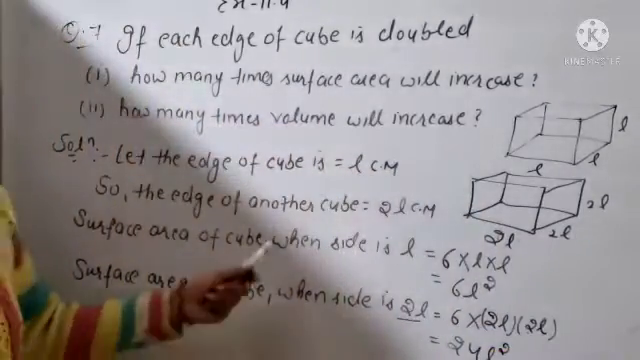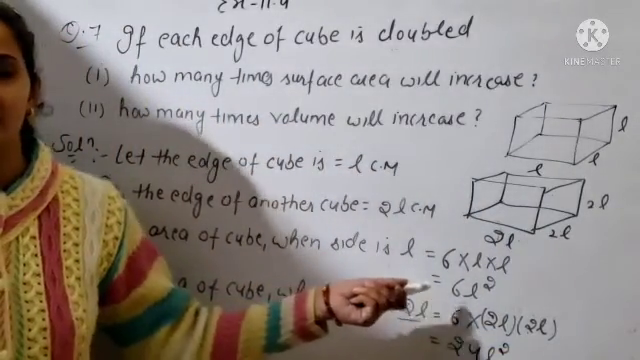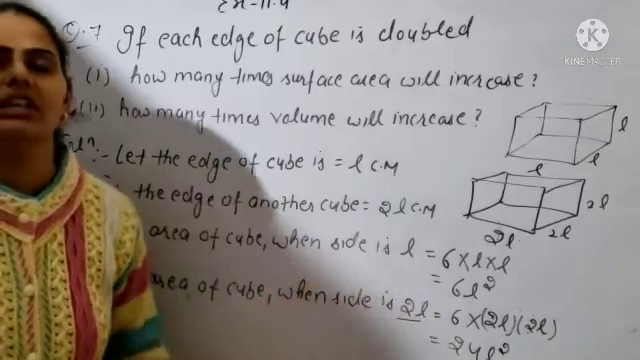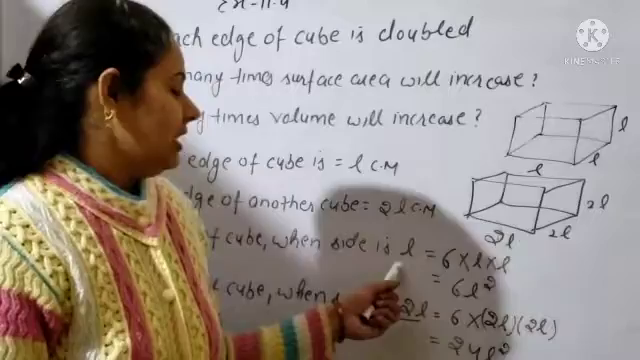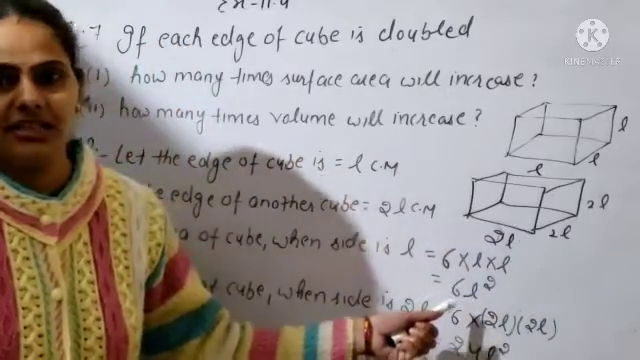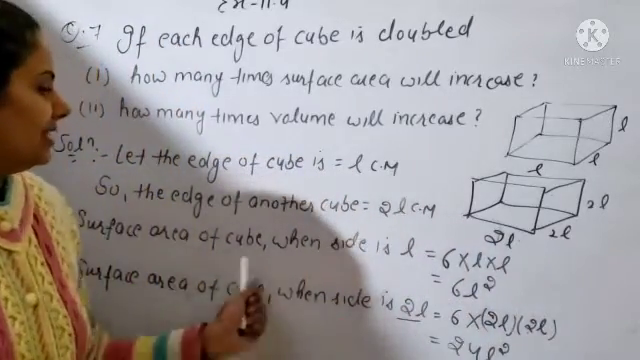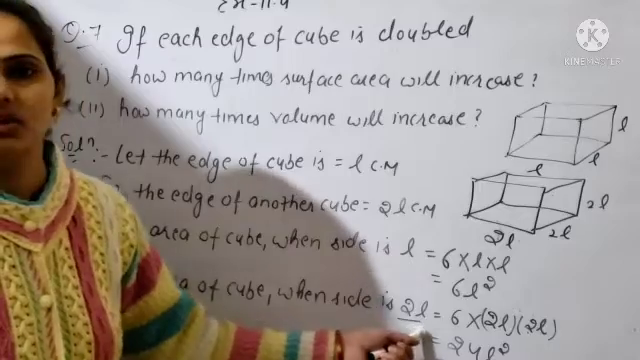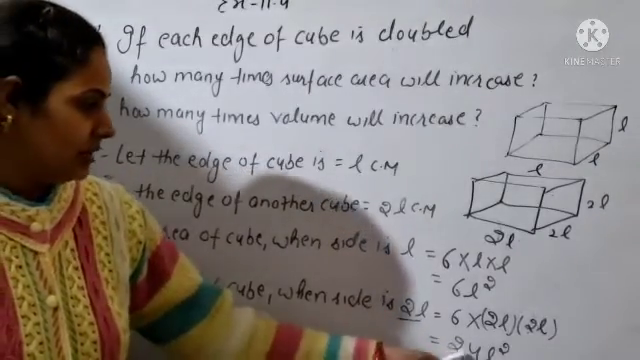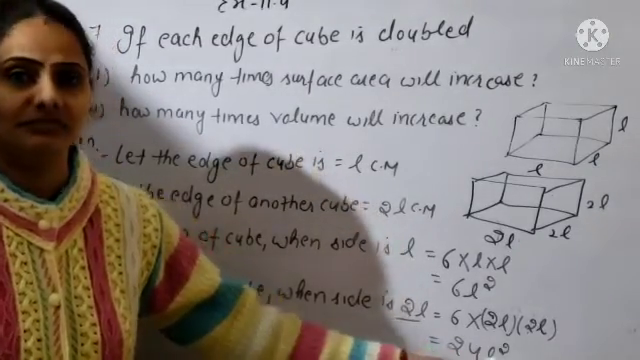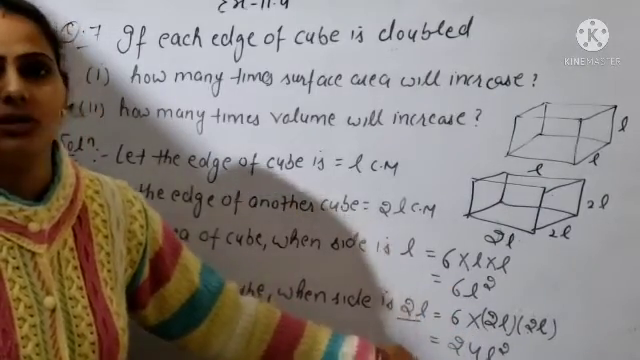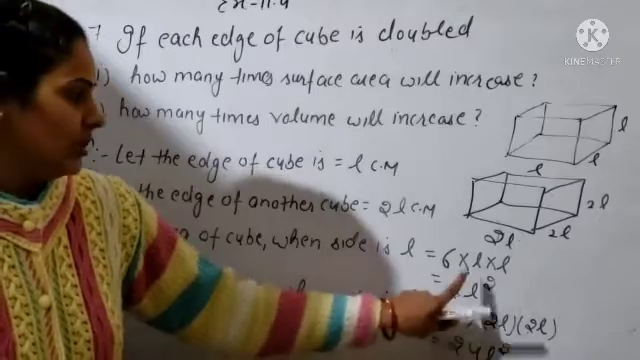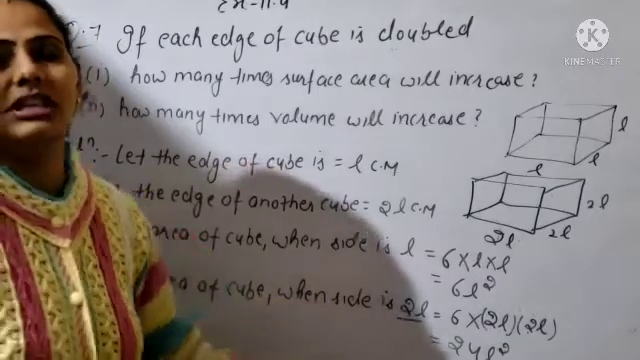So you can see when the side is L, the side you had assumed, that there is a cube whose side is L. And when the side was L, what is the surface area? 6L square. And when you take the double of the side, it means when the side is 2L, what is the surface area now? Now this is 24L square. So what was it earlier, beta? 6L square. And now it is 24. So how many times is it increasing? So 6 4s are 24. So it is 4 times.